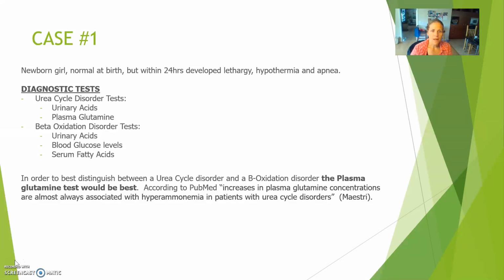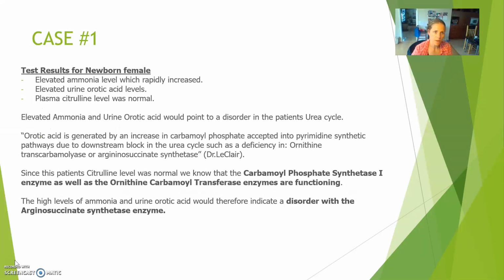However, the plasma glutamine test would be best to distinguish between the two, and according to PubMed, an increase in plasma glutamine concentrations is almost always associated with hyperammonemia in patients with urea cycle disorder. The test results for the newborn female: she had elevated ammonia levels which rapidly increased, elevated urine uric acid levels, and plasma citrulline level was normal.